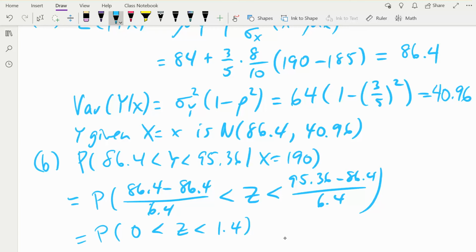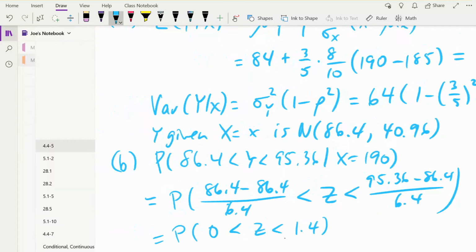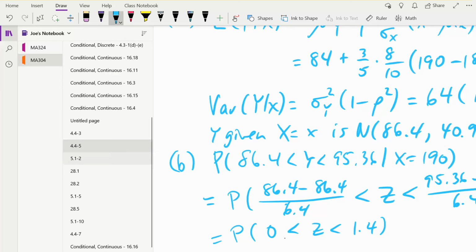Do I need to finish this, or are we good? We're all right. Okay. Cool. I didn't want to finish it anyway.